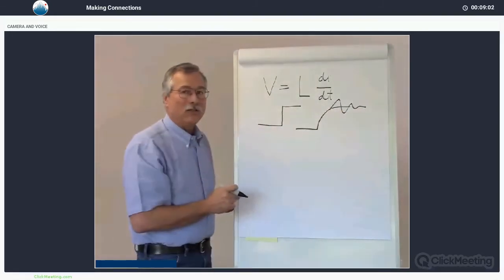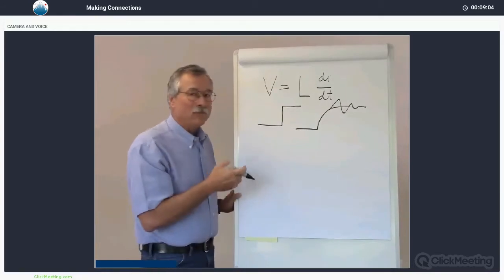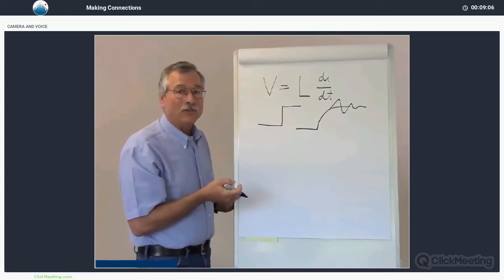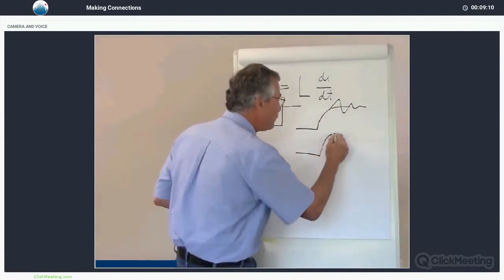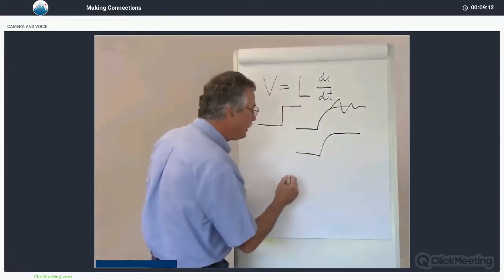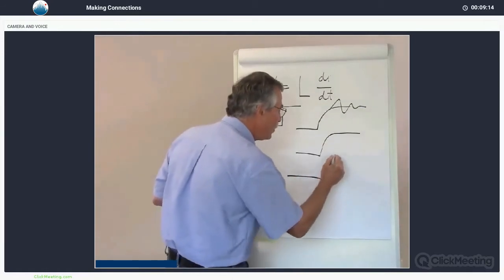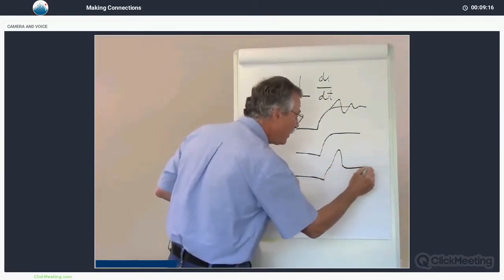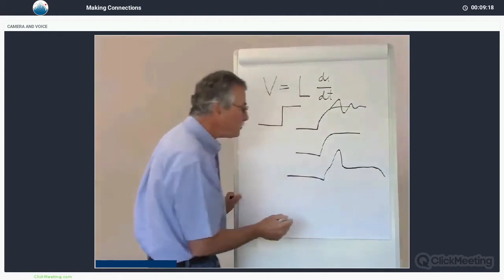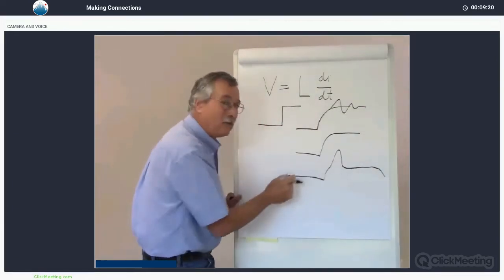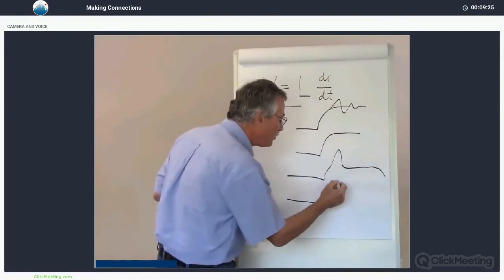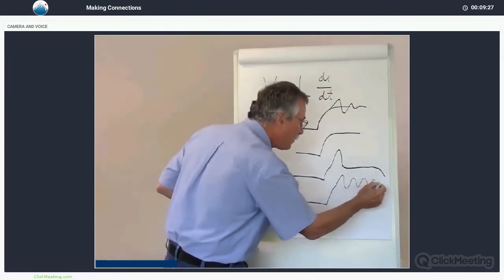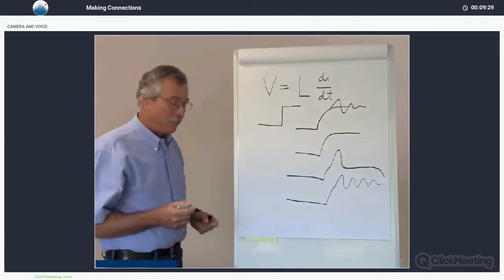Your pulse may not quite look like this. It depends on the amount of damping, in other words, the amount of loss in the system. You may end up with a pulse that looks like this. You may end up with a pulse that has overshoot, and then it settles out. If you have a little less damping, and if you have very little damping, you may have a pulse that rings all the way to the end of the pulse.